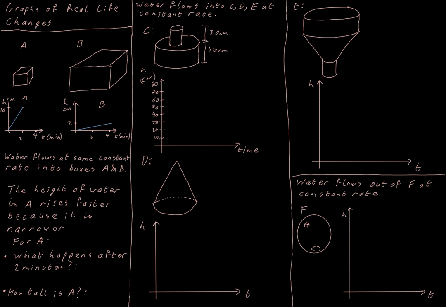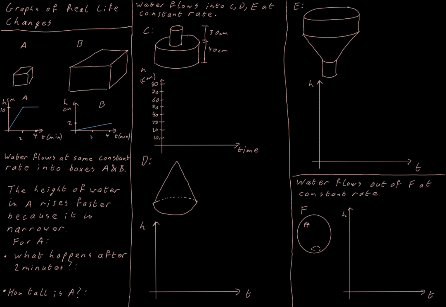Well, we can see that the height of the water rises much faster in A than it does in B. And this makes physical sense because B is much wider. The base of B is much wider. That means that we need an awful lot more water to raise the height of the water in B. It's a much bigger volume to fill. So what we'll be looking at in these situations is effectively how narrow our vessels are, how narrow the objects are. So let's have a look then at some questions.